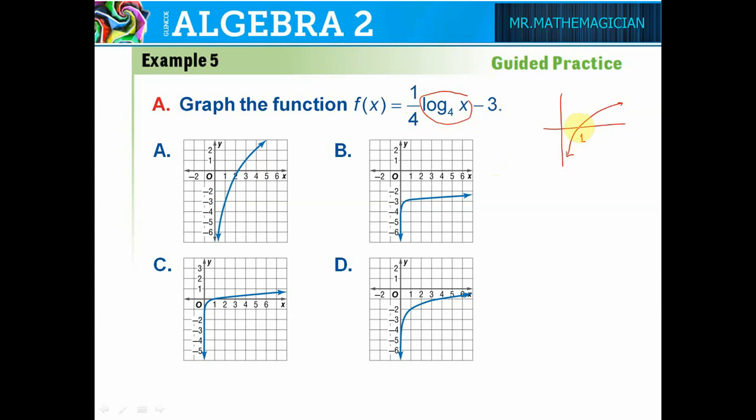3 units down means instead of cutting at 1 and 0, it will cut at 1 and -3. It will pass through 1 and -3. So which one do you choose? Yes, it should be B.